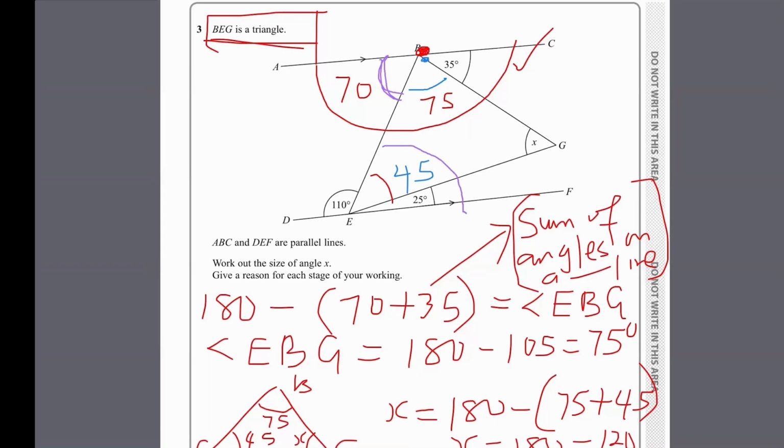The mistake that most students would make is to think that angle X here is alternate to 35. That's a mistake. Here it looks alternate, but the line ABC is not parallel to the line EG. For that reason, we can't use alternate angles.